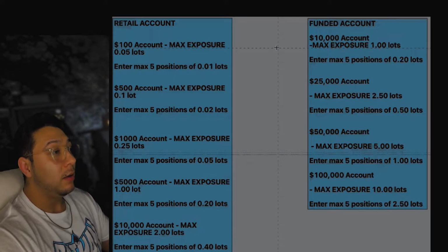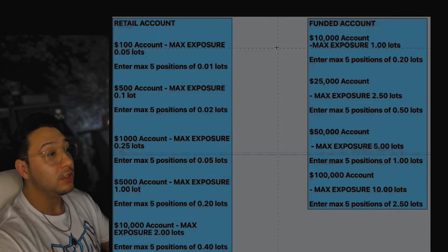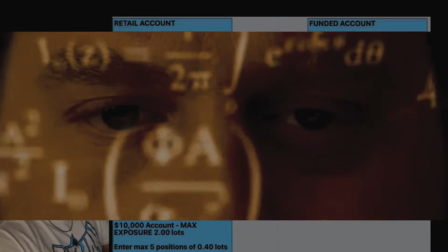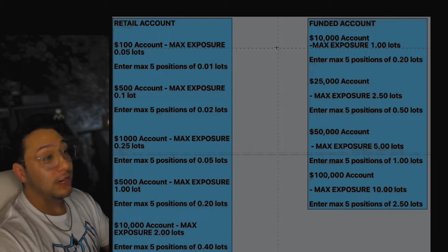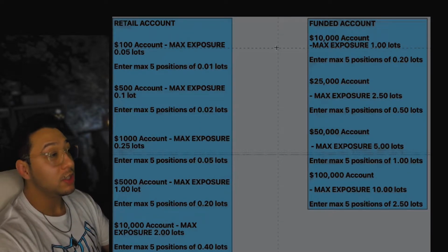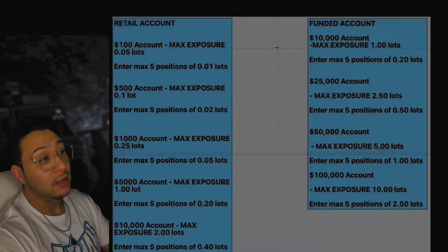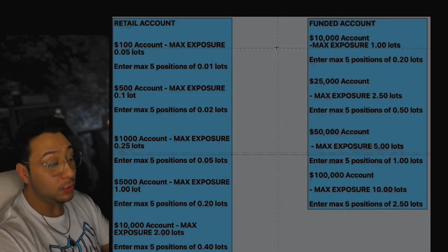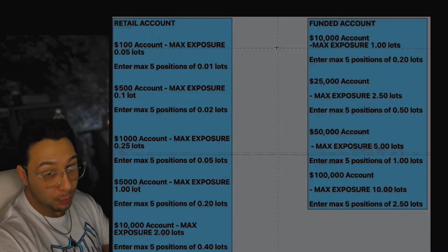So the max positions you want is 5, and if you do the math, 5 times 0.02 lots is equal to 0.1 lot, okay? You can do a different variety of math to get up to that point. You can do 2 times 0.05 lots if you want, depending on the trade. It just depends what you see. But the maximum you want is 5 positions, and the most you can put on any trade is a 0.1, okay?